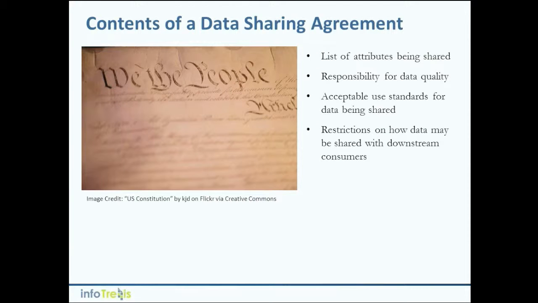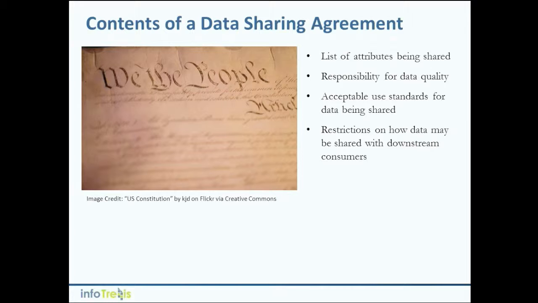So what are the contents of a data sharing agreement? A data sharing agreement will typically have the list of attributes being shared, and responsibility for data quality. If, for example, the MDM hub is sharing data with a downstream system, the data sharing agreement is going to say, here are the attributes I'm sharing with you, system number XYZ: customer social, first name, middle initial, last name, billing address, etc. Then responsibility for data quality. Who's accountable for poor data quality? Is it the MDM hub, or is it some upstream system that actually sent data to the MDM hub?